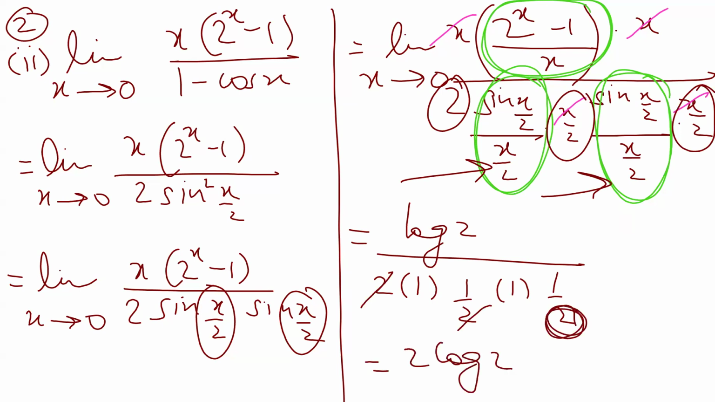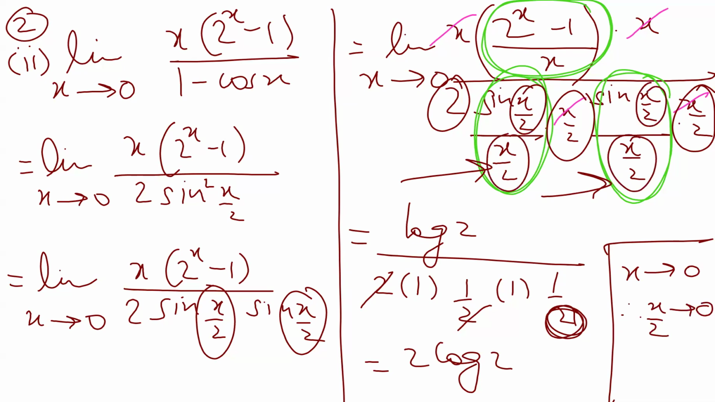Denominator will become numerator. x approaches 0, therefore x by 2, we applied the formula for x by 2 also. It approaches 0. Next problem. I'm erasing this. Third one.